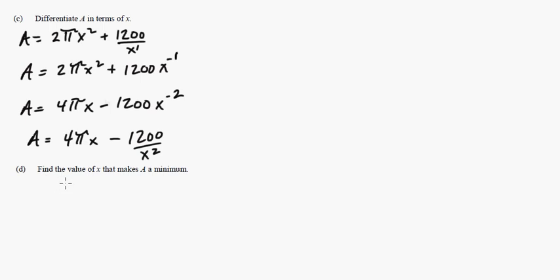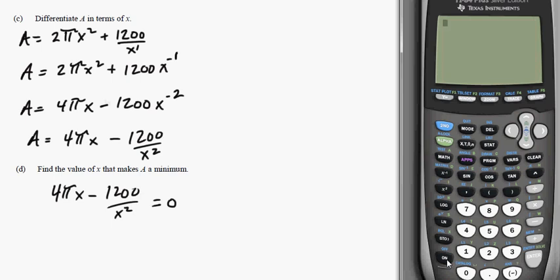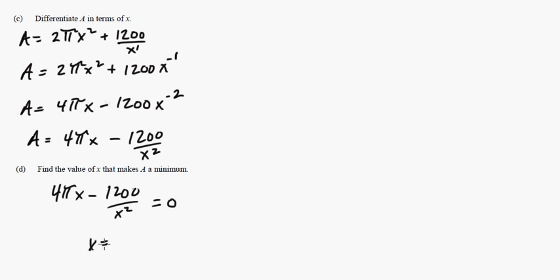Okay, now for part D, it says, find the value of x that makes a minimum. Well then all you have to do is take this derivative here, 4 pi x minus 1,200 over x squared, and make that equal to 0. Now, the best way to solve this is just to use a calculator. Go straight on your calculator, go to math, arrow up to solver, and you can enter in the equation. So we'd go 4 second pi x minus 1200 divided by x squared. Press enter. And then when you get to the x equals here, you have to solve it. So you do alpha green button solve, and you're going to get 4.57. So x is going to be equal to 4.57.